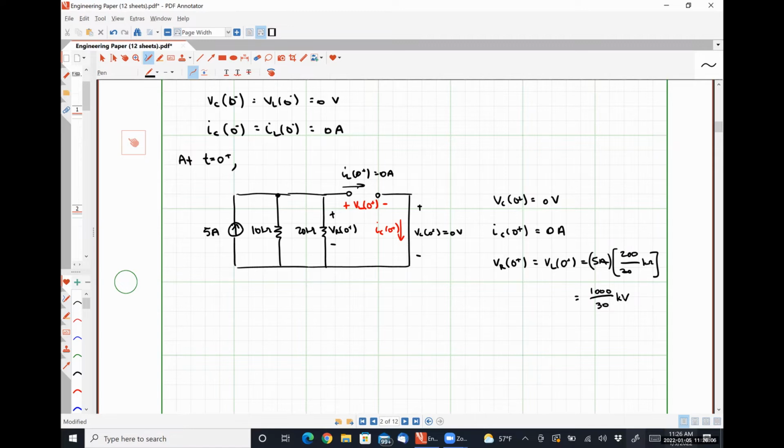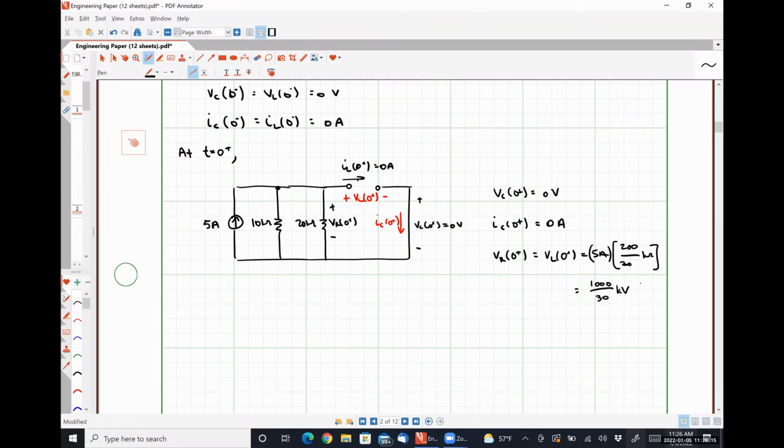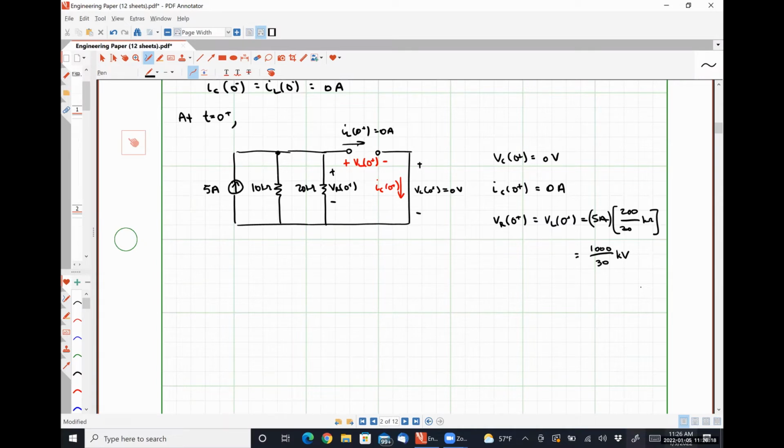All right. So how do you guys feel about our analysis at t is equal to 0 plus? Everything seems reasonable. All right. Now we analyze the circuit at t is equal to infinity. We have to do a t is equal to infinity analysis because we have a source still in the system at t is equal to infinity. So at t is equal to infinity, we're going to have our 5 amp source, here's our 10 kilo ohm resistor, here's our 20 kilo ohm resistor.